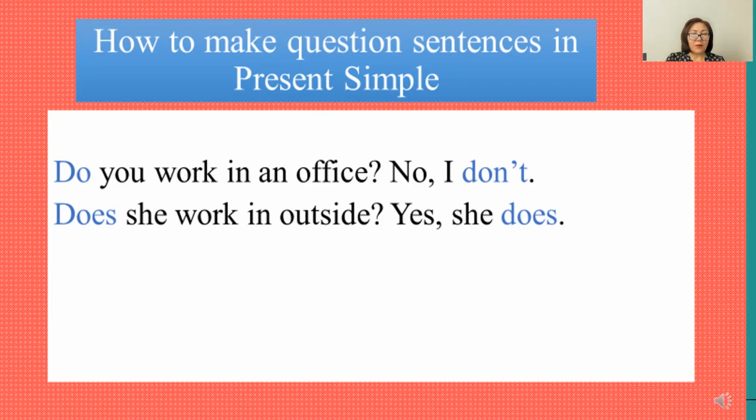Do you work in an office? No, I don't. Yes, I do. Does she work outside? Yes, she does. No, she doesn't.